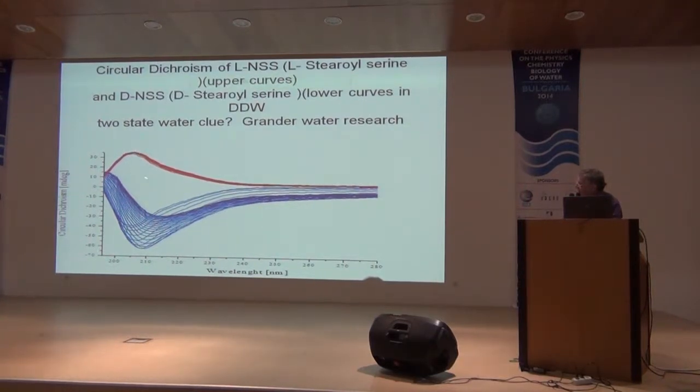And this is the spectra of D-stearoyl serine. Now you see a clear-cut difference. One very interesting point has to do with maybe the two-water state: as you see, the D-serine began to form in a certain way, and suddenly it shifts to another micelle formation. For me, this might be a clue of the two states of water.